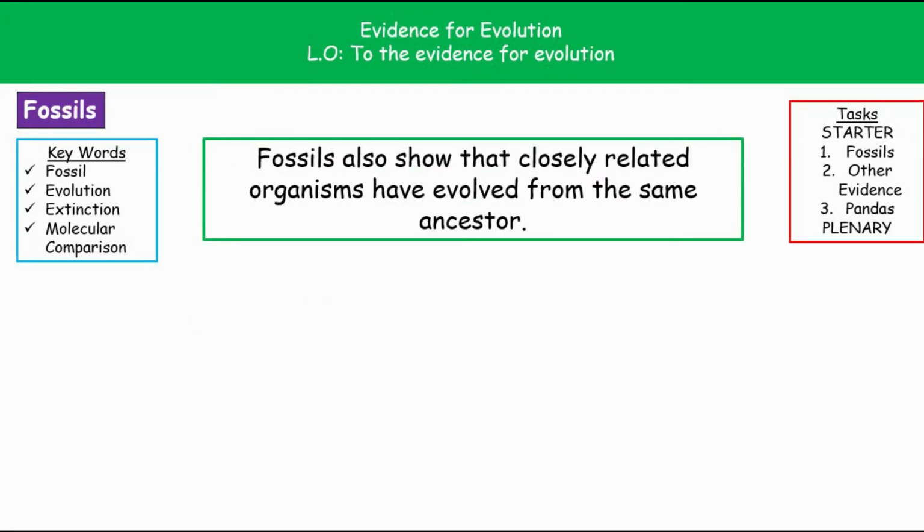The next bit of information we get from our fossil record is that fossils show that closely related organisms have actually evolved from the same common ancestor. So not only do we see that there are changes within individual species, but we can start to build these kind of family trees, if you like, of how organisms have evolved over time from that one common ancestor.